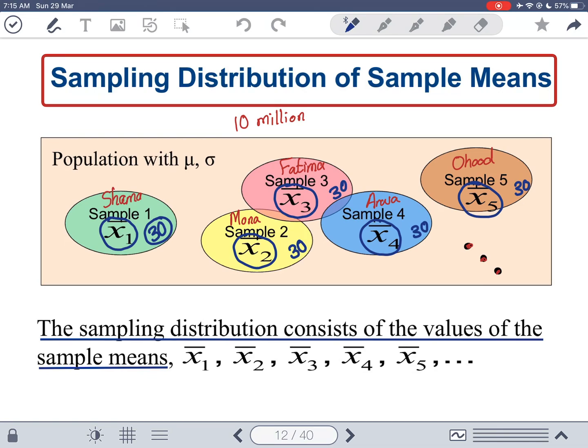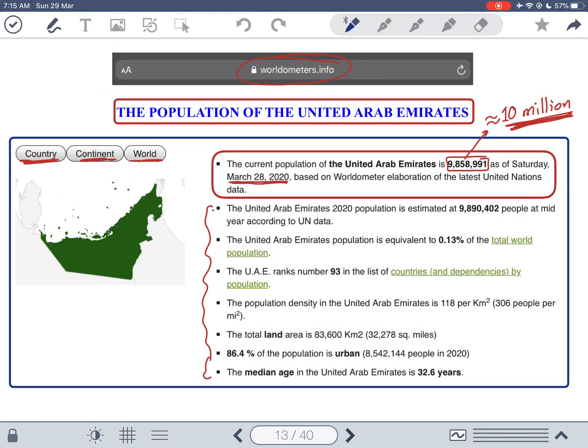So the sampling distribution consists of the values of the sample means. Your sampling distribution is the distribution whose data values are now the means of the samples. Those are the numbers you're taking. Now you're taking sample means as your data. Now what will you do? You will find their probability distribution.